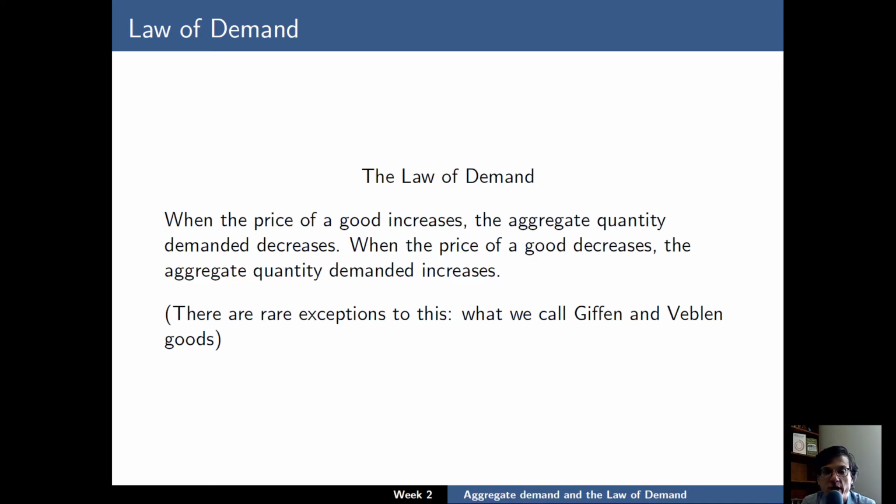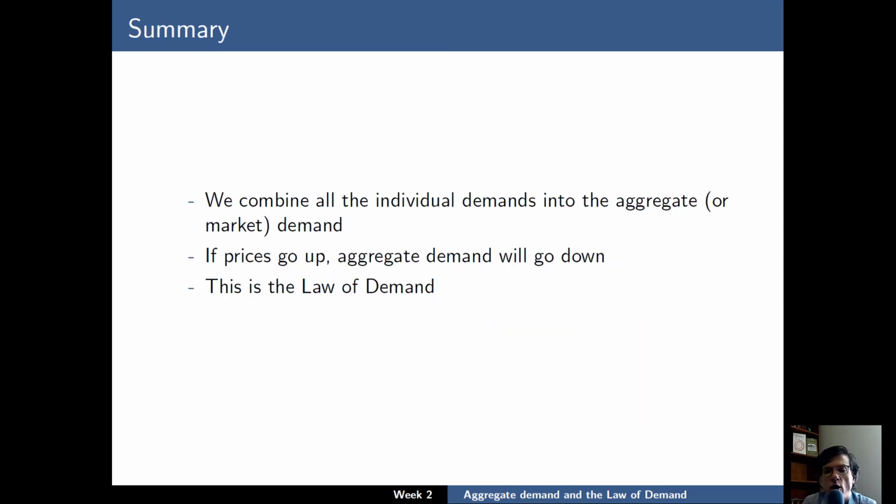Now, we can prove this using calculus and with some assumptions. And I will, in a separate video for the Econ 10A class, take a look at what we can say about what a proof would look like, just knowing what we know about algebra and demand. We combine all of the individual demands into aggregate or market demand. And the law of demand tells us that if prices go up, aggregate demand will go down and vice versa.